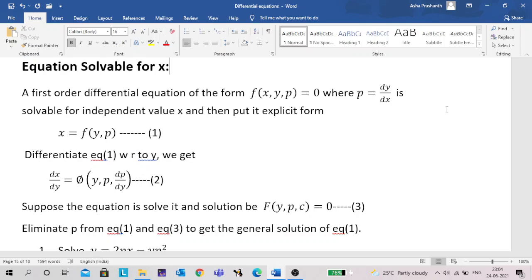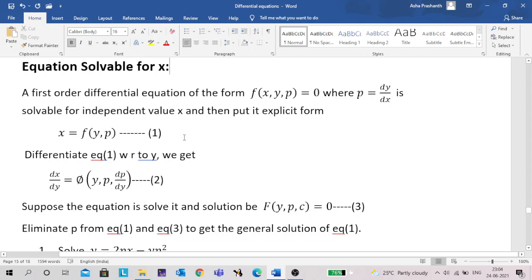Now we are going to study the equation solvable for x. Here also we are considering the first order differential equation of the form f of x comma y comma p is equal to 0. You are all familiar with what p is: p is nothing but dy by dx. If it is solvable for x, we can write the given equation in the form x is equal to f of y comma p. We call this equation 1.